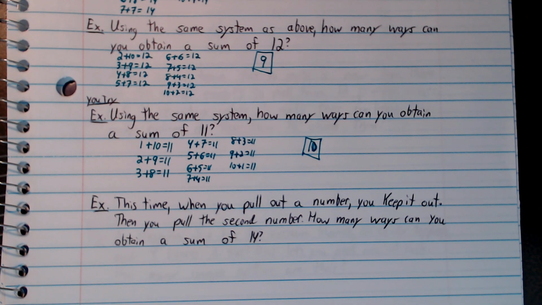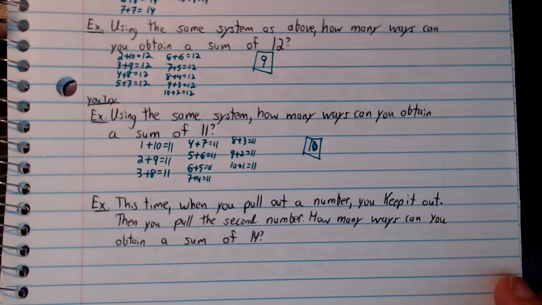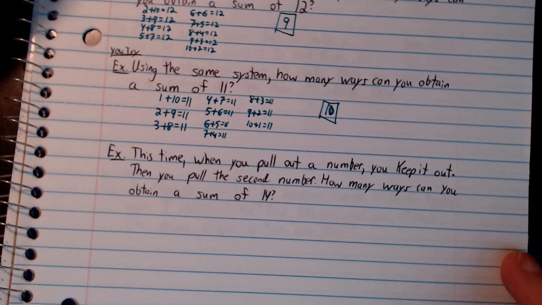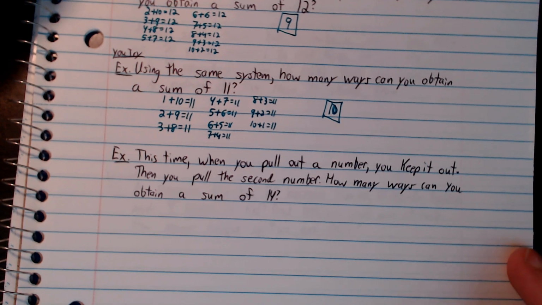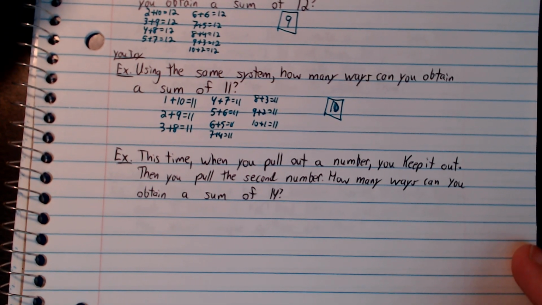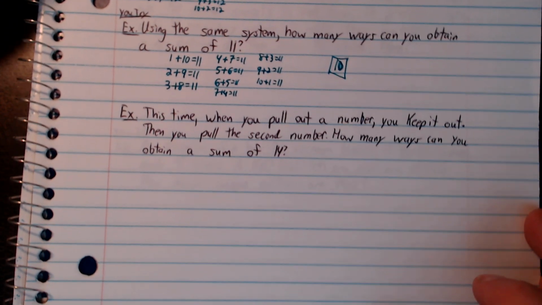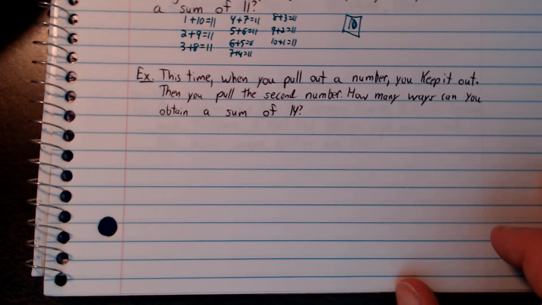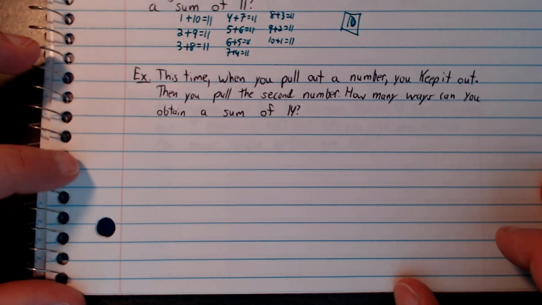Pretty interesting, right? Same system gave us completely different ways of looking at that. So now, if you think about it, we can start thinking and considering things like probability. That's why this is considered part of the probability unit. So let's look at a different situation.